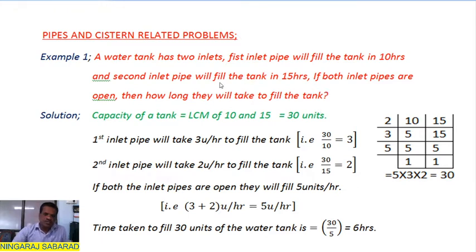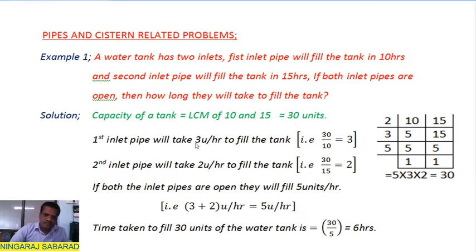For this I have a shortcut method. See, the capacity of the tank is assumed to be the LCM of 10 and 15. Here 10 is the time taken to fill the tank by the first inlet pipe and 15 is the time taken to fill the tank by the second inlet pipe. The LCM of 10 and 15 is 30. So the capacity of the tank is equal to 30 units.